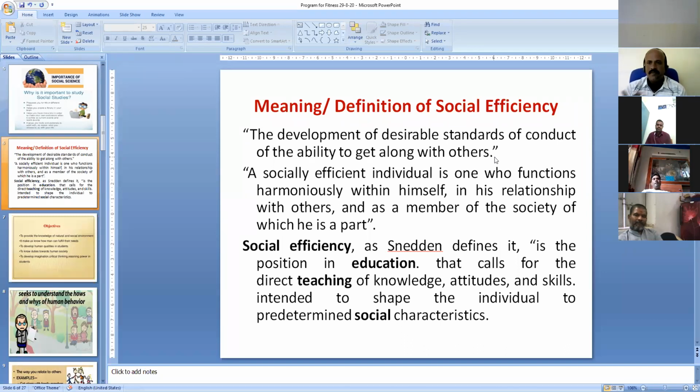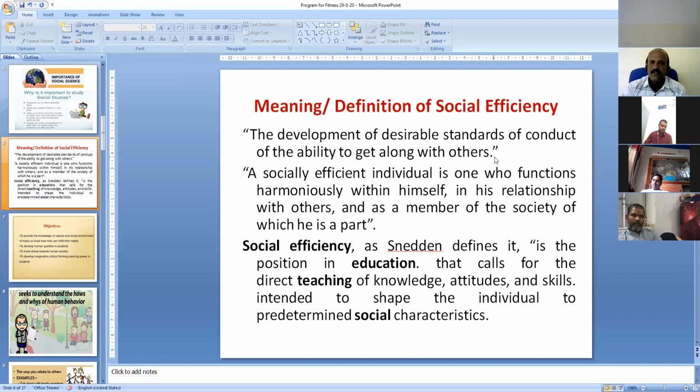To develop desirable standards of conduct. Desirable standards of conduct means which is required for a team member. For example, if you are building a football team or basketball team, volleyball team, what are the qualities required to perform better in volleyball? The player should have those qualities. Whether he has those qualities or not, that has to be decided by the coach or teacher, like all you people. So there it is essential.